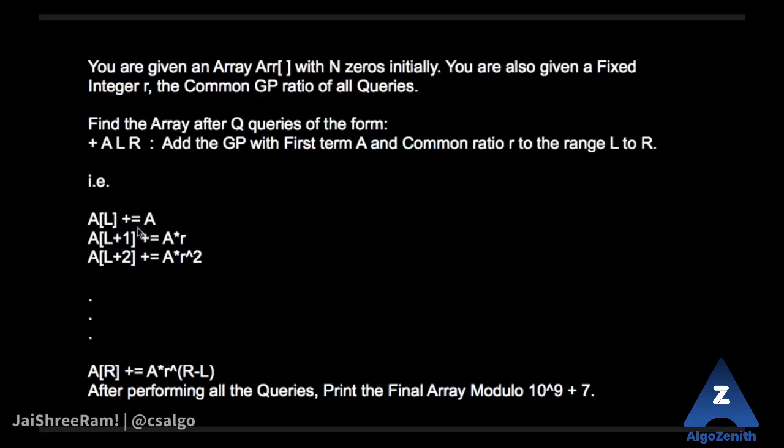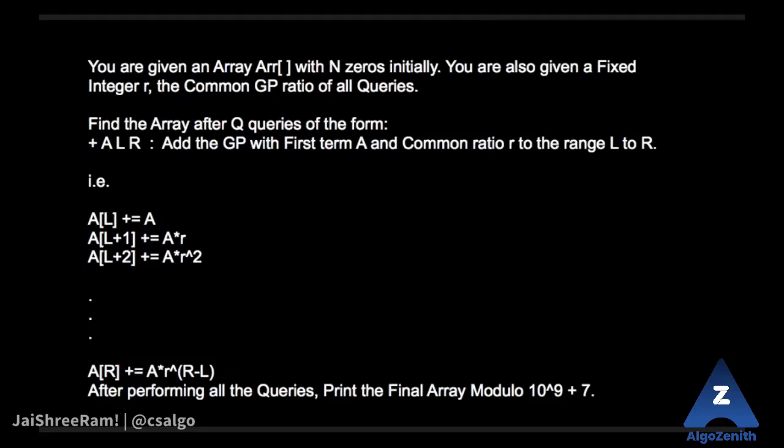Okay, so basically you add A to L, A times r to L plus 1, A times r square to L plus 2, and so on up to the last term where you add A times r to the power R minus L, right? So after performing all the queries, you will get the array A as some values. You need to print the final array modulo 10 to the power 9 plus 7.